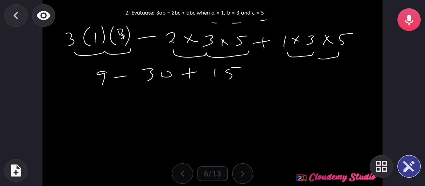And after subtracting, in this case, we're going to have minus 21 plus 15, which gives us minus 6. Therefore, our answer is minus 6 for this particular question. And it's as simple as that. That's how easy algebra is. Let us move to the next question.